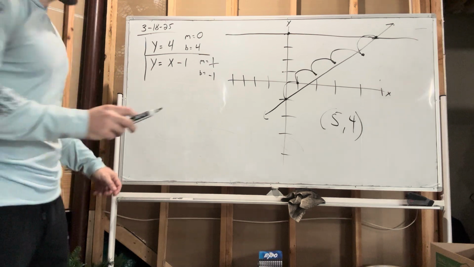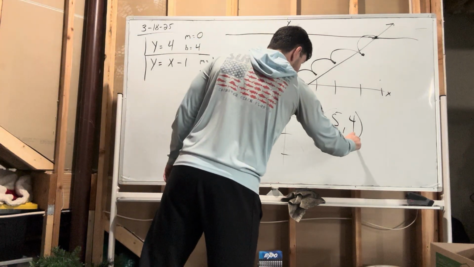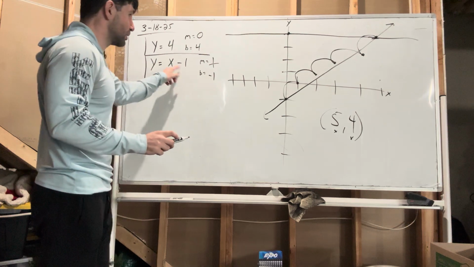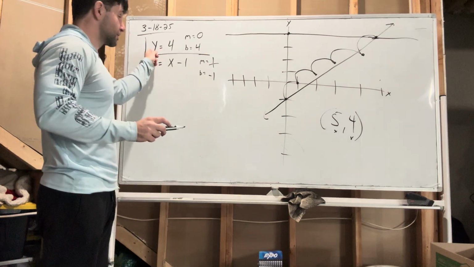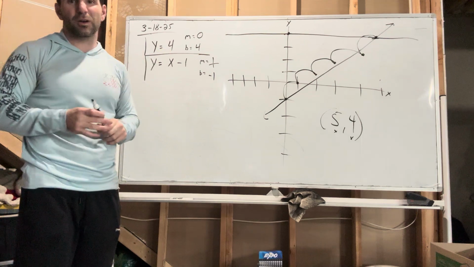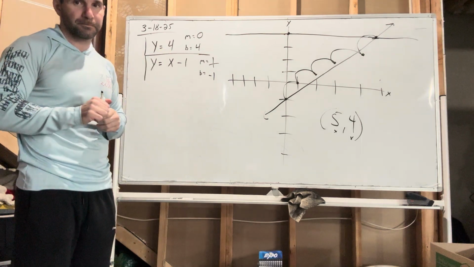Okay, to double check it, this is x. This is y. Substitute it in. 5 minus 1 is 4. Because x is 5, minus 1 is 4. Y is 4. 4 equals 4. That works. Okay, questions there.